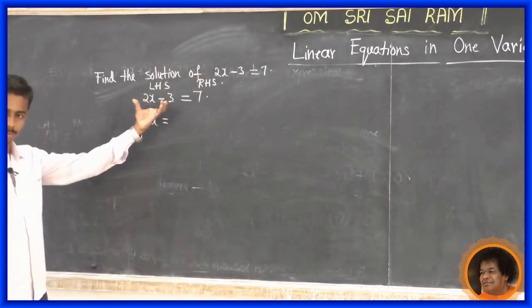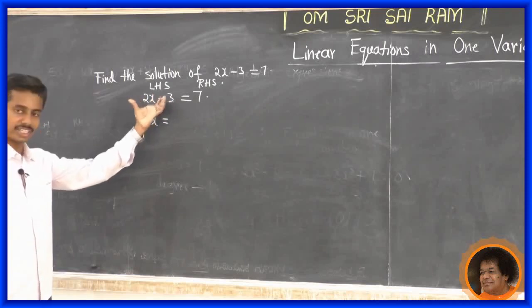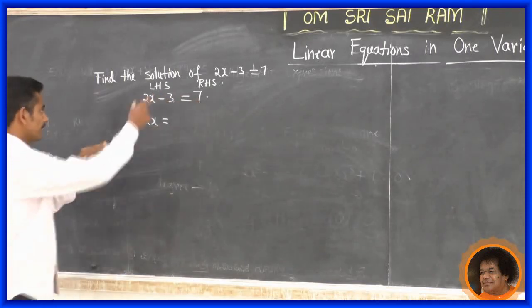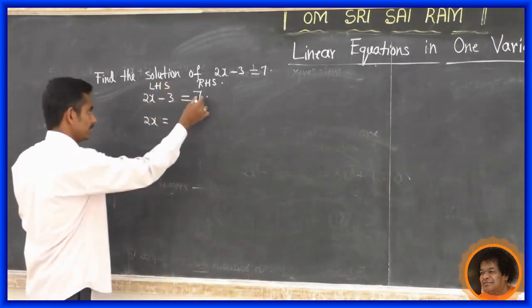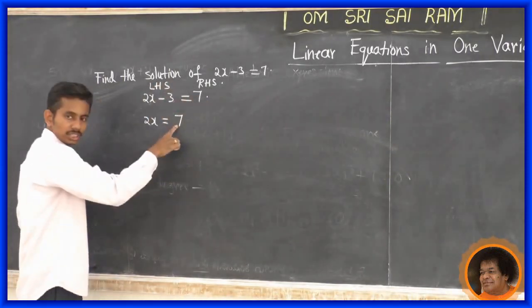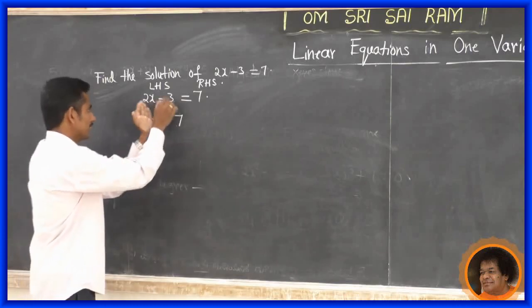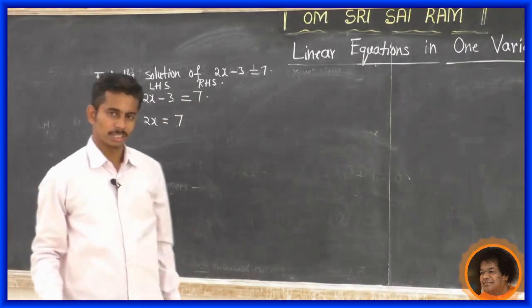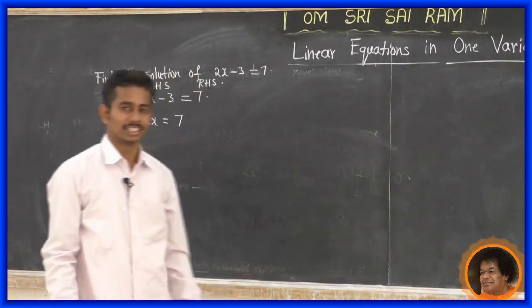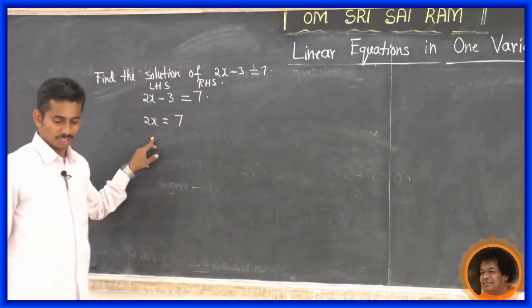In an equation, there are 2 sides. One is the left hand side, another one is the right hand side. In the left hand side, minus 3 is transposed to the right hand side. In the right hand side, 7 is already given, so 7. Now minus 3 is transposed to the right hand side. It becomes plus. Why? There is one rule.